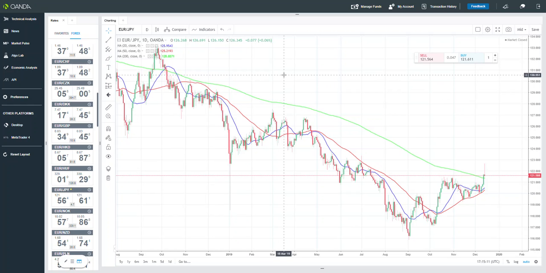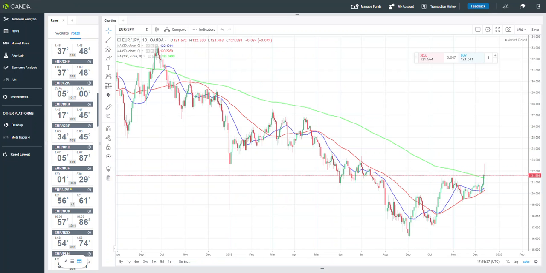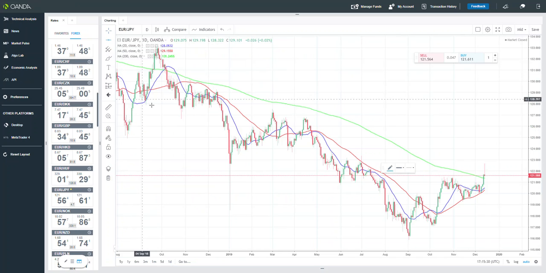And I'm going to identify weekly support and resistance lines, pivot points, using Forex.com pivot point tool. So let's go ahead and start marking up our chart. So weekly pivot point this week is going to be 121.88. So I'm going to go ahead and place a horizontal trend line. 121.88.